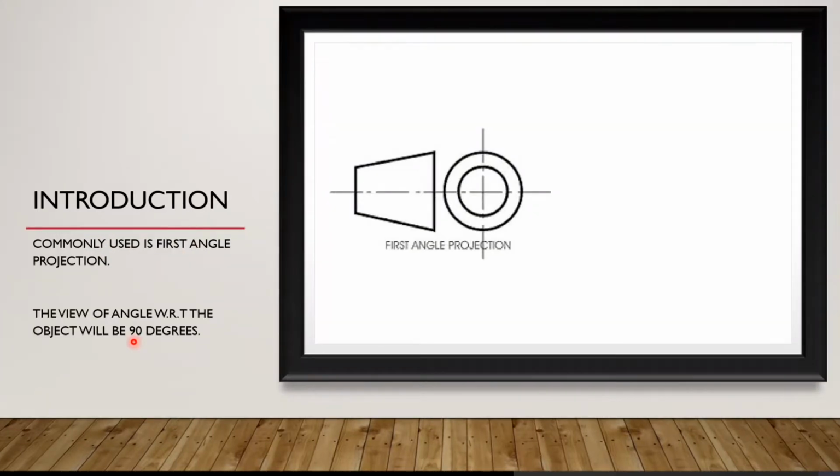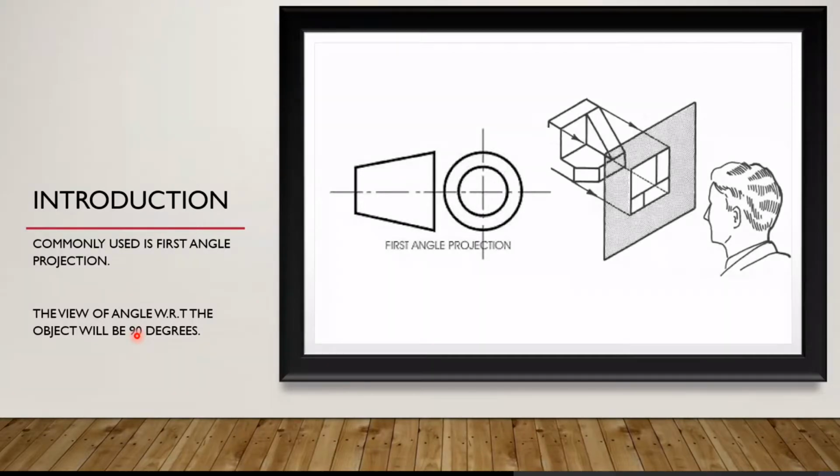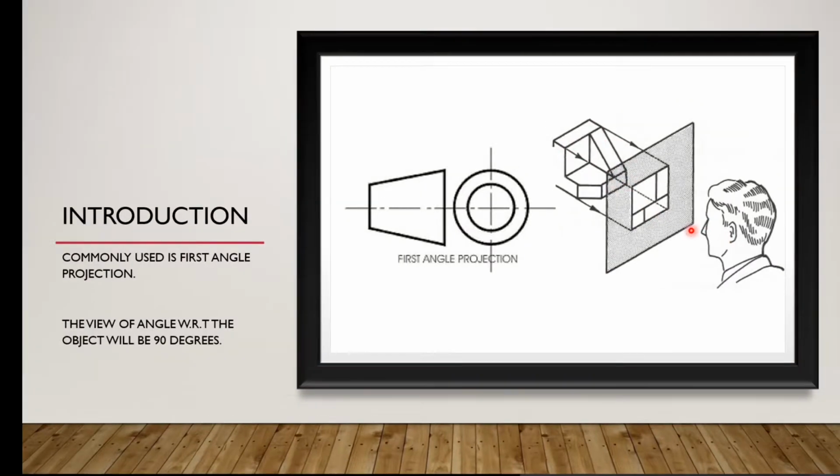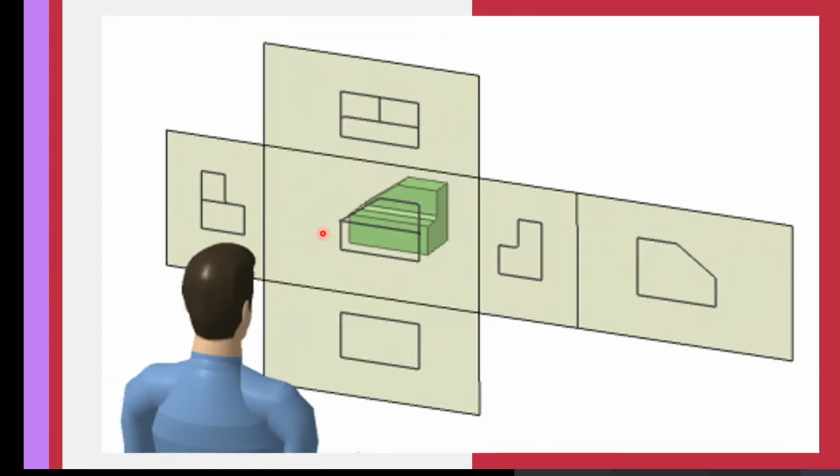The meaning of ortho itself is 90 degrees. So viewing an object from 90 degrees will be called orthographic projection. If you have an object, the line of view should be 90 degrees with respect to the object. So we have the object here standing vertical and the person is viewing it in the horizontal direction, right? And when we generate the view drawing of that particular object, viewing it from 90 degrees, we call it orthographic projections.